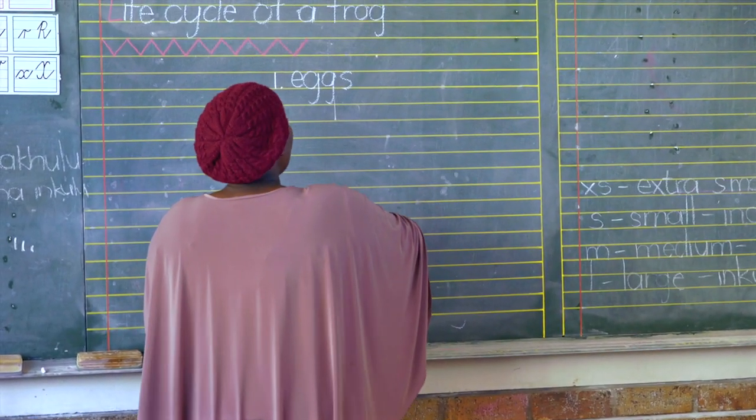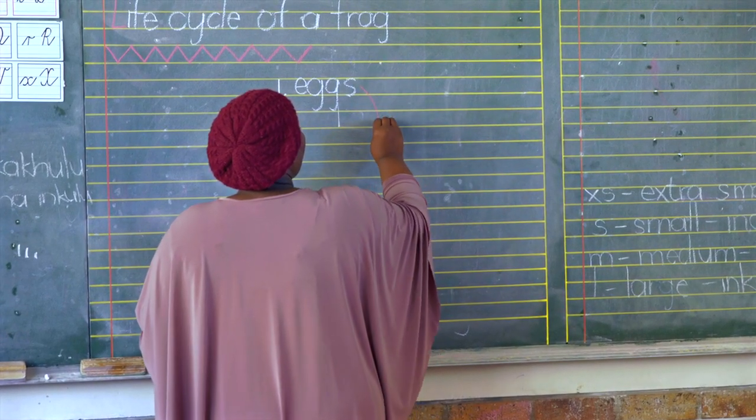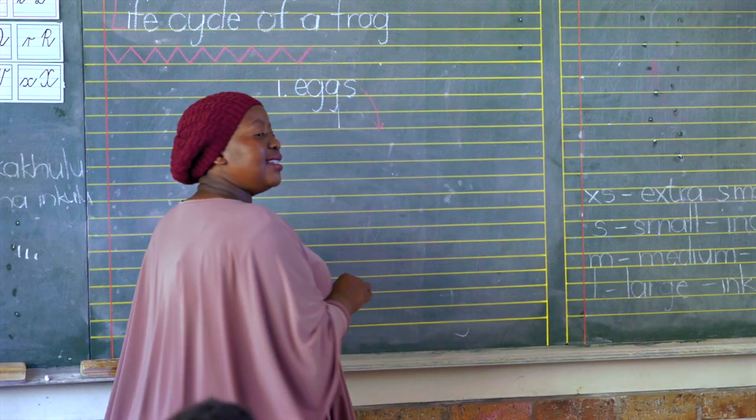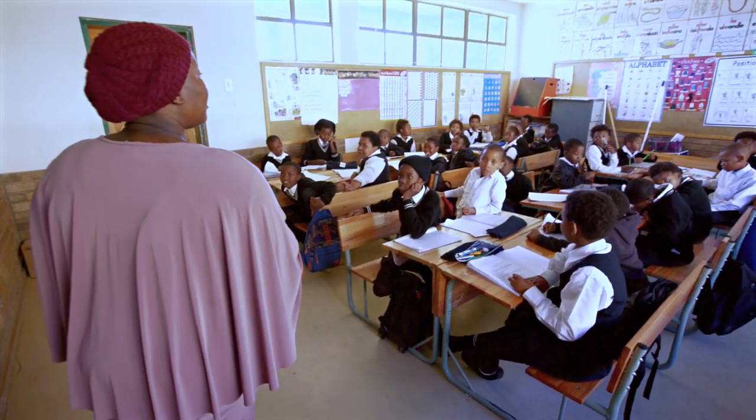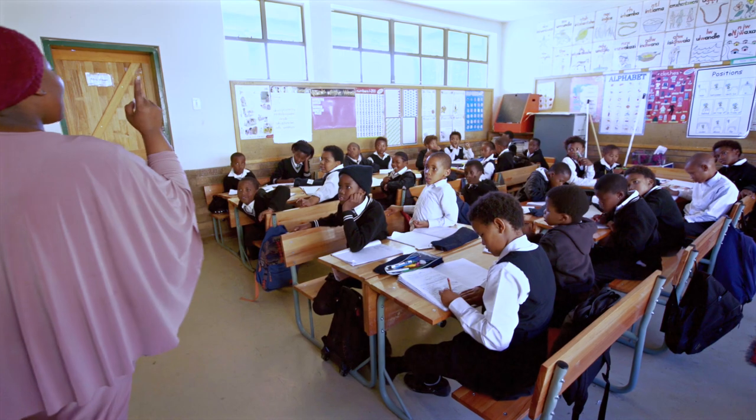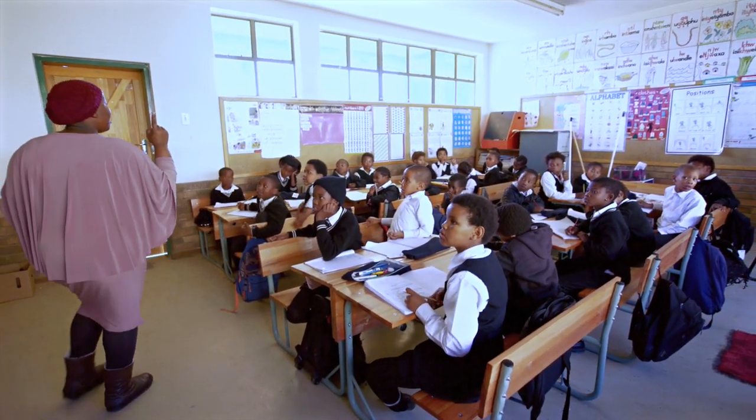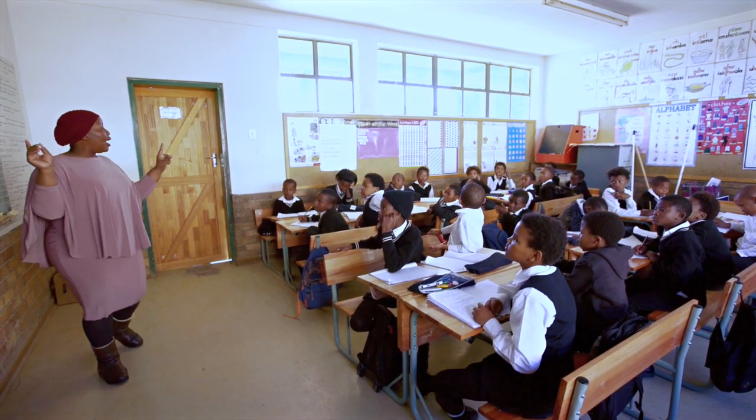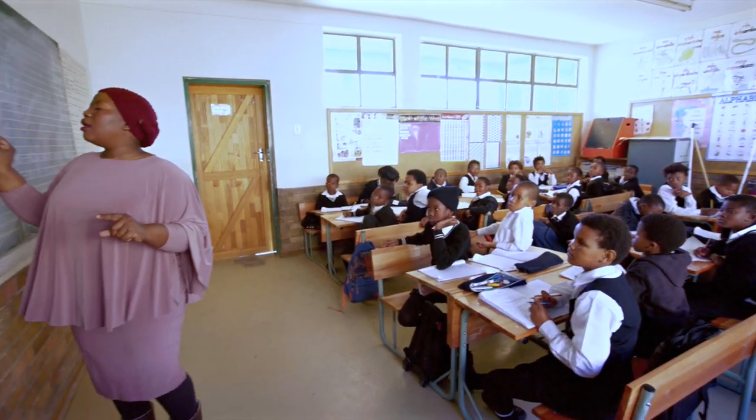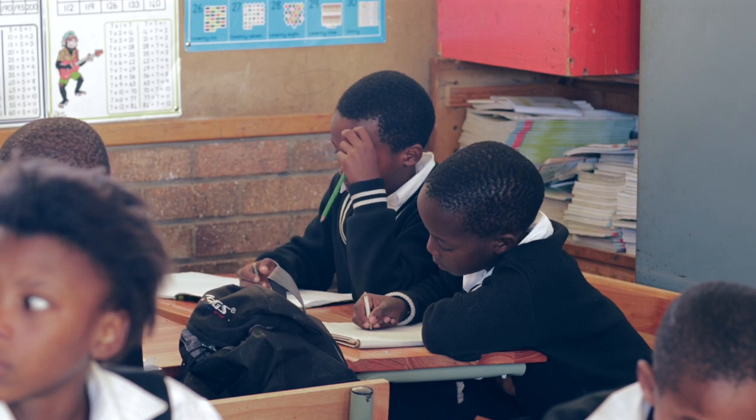Then it starts moving. Then we write number two. What happens in number two? Caterpillar. You write that for the butterfly. But for the frog, what happens for the frog? It turns into a tadpole. Two.